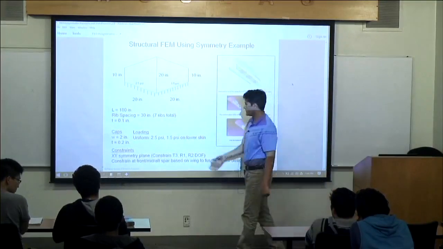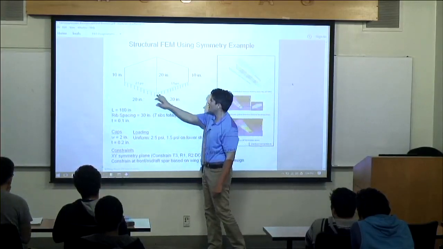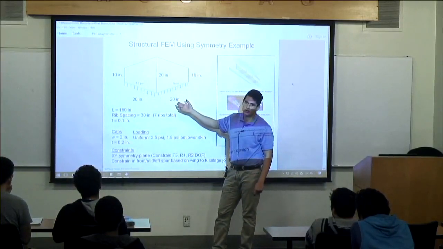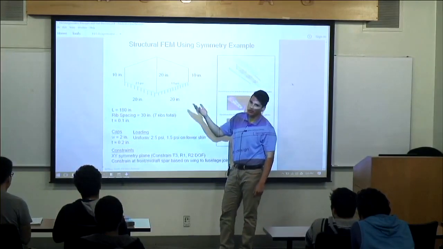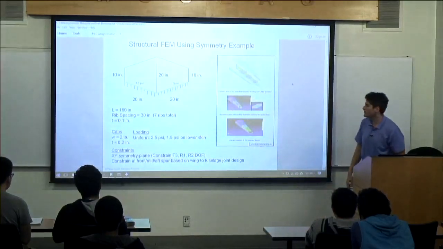And then I threw in some uniform pressure, 2.5 on this side, 1.5 on this side, just so that I can throw some torsion onto this wing box. Otherwise, it'd just be straight bending. There wouldn't be any torsion that would come out of this.